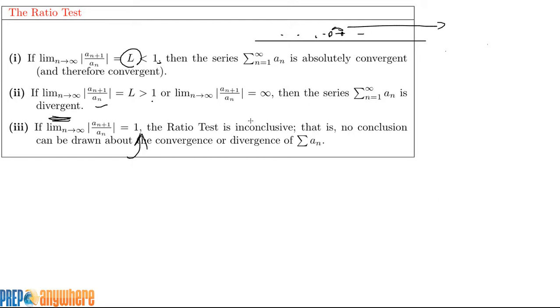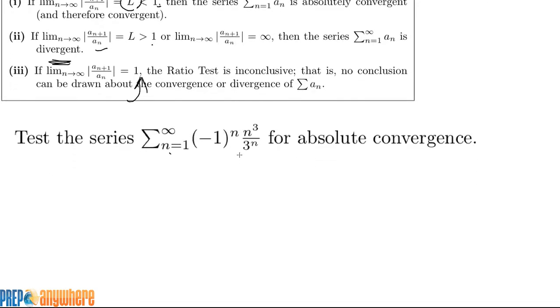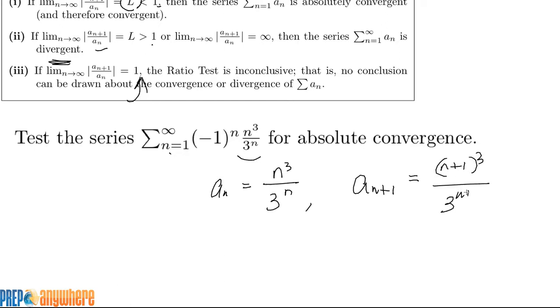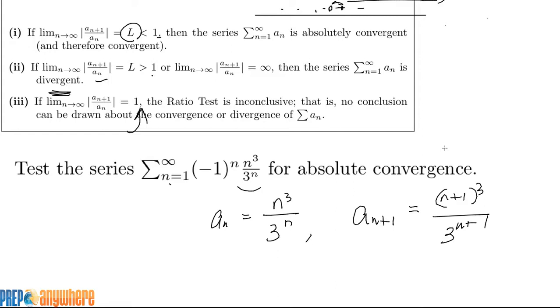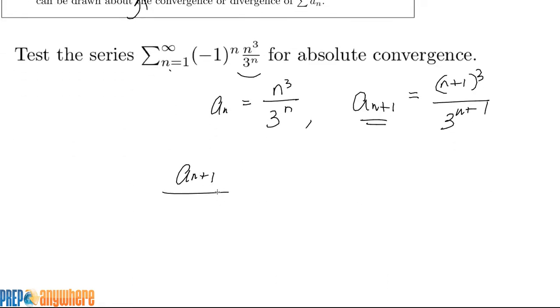Okay, let's do some examples. So here it is. This is my a_n. Then my a_(n+1) is going to be this, right? Now look, this time it's important what you put on top. You have to put this on top. Okay? And we're going to take an absolute value of that.